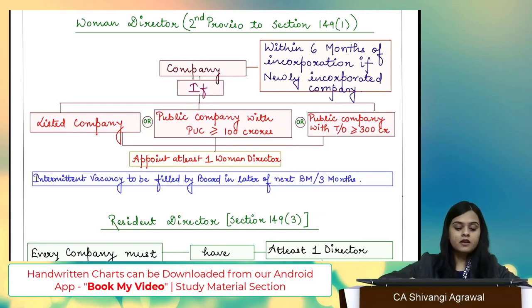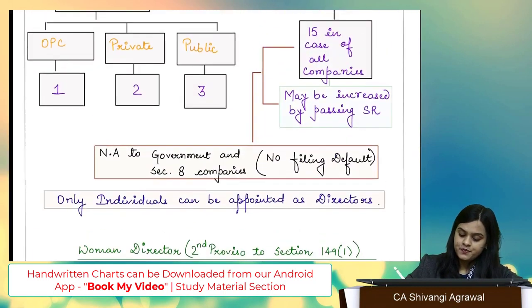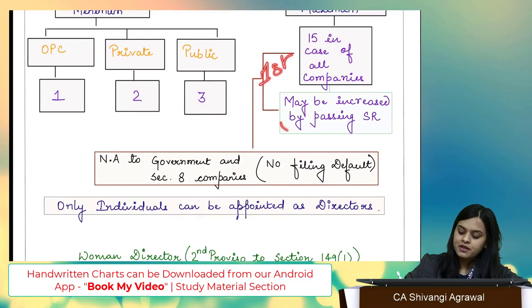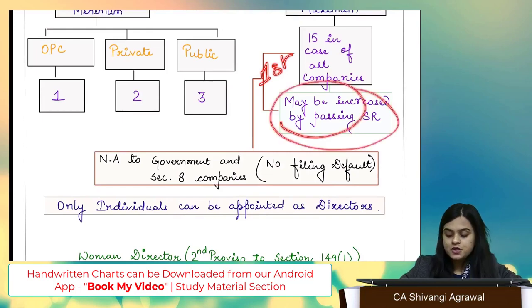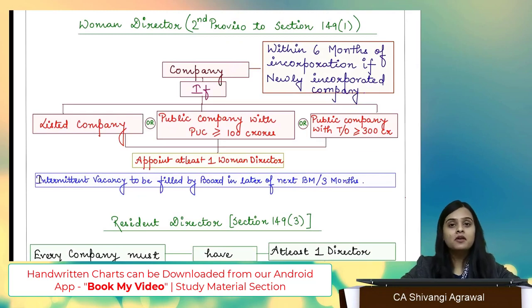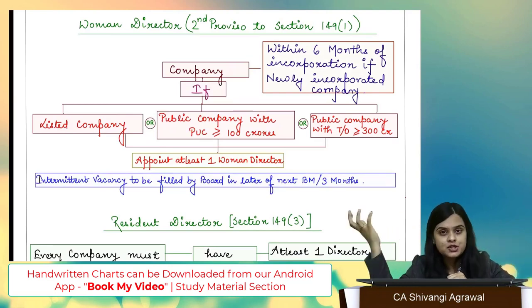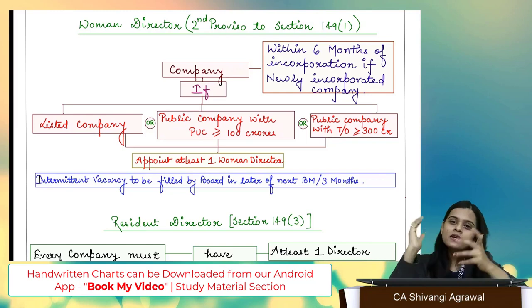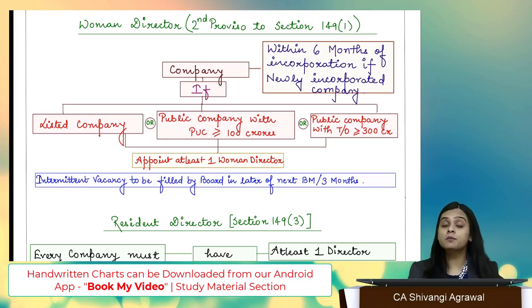Now, that was the first proviso. It can be increased by passing SR. Second proviso to Section 149(1). So we are talking about one subsection and its second proviso, which is very important. That's why you must learn this second proviso to Section 149(1). Now, what does it mean and what does it talk about? It talks about woman director.